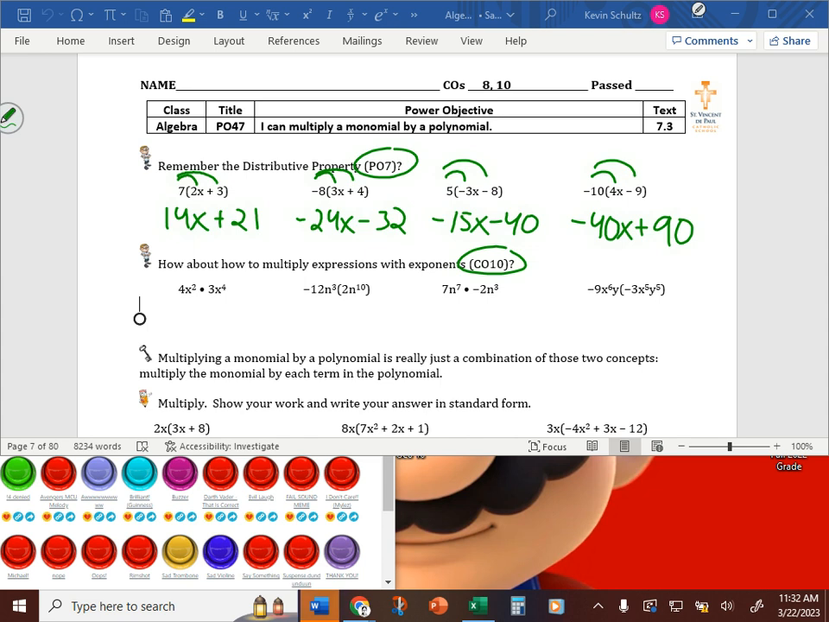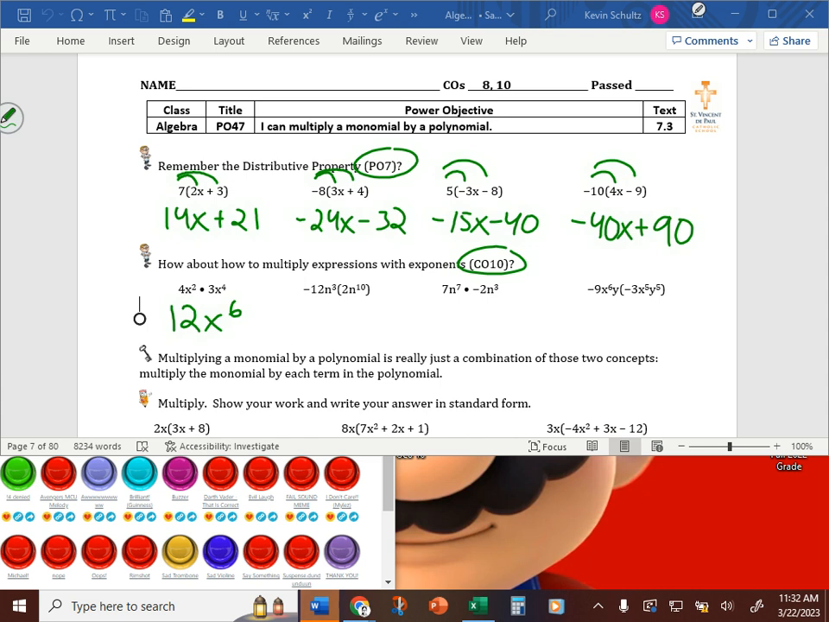Okay? So if you understand PO7, and then you understand CO10, which, remember, was multiplying by the same base, this has been on several bell ringers. What's the rule for multiplying exponent expressions with the same base? Don't you multiply the 4 and the 3? Yes, the coefficients are multiplied and the exponents are added. This is where the exponents change, right?